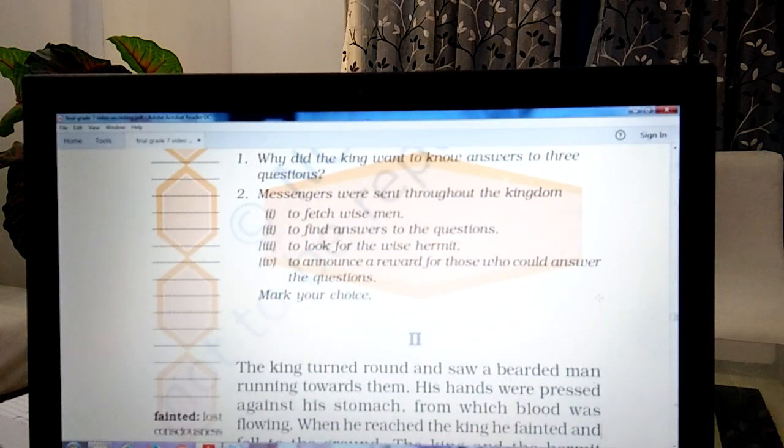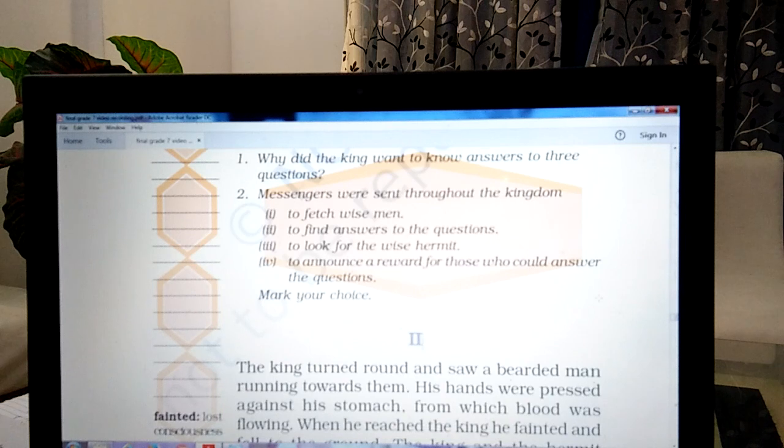Now let's have a comprehension check. Why did the king want to know the answers to three questions? Yes, can you come up with any of the options, like why did the king want to know the answers to the three questions? Correct answer: to become a successful ruler.